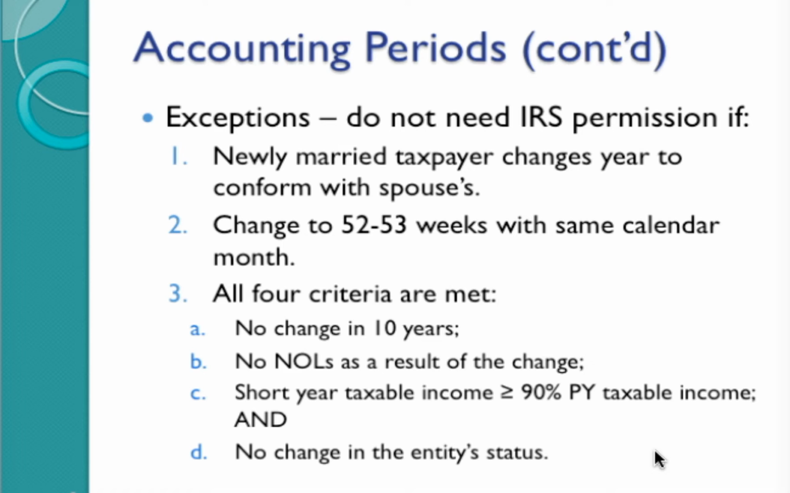And also, if all four of the criteria in number 3 there are met, you're able to change without permission. You haven't changed in 10 years, there's no net operating loss as a result of the change, short year taxable income is greater than or equal to 90% of previous year taxable income, and there's no change in your entity's status. Basically, that last one is trying to eliminate any incentive for you to change in order to lessen your tax burden for the year.